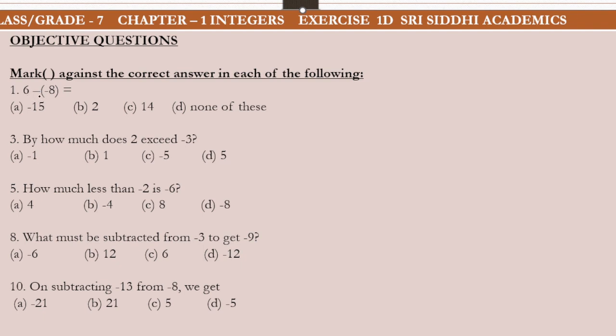Now first question is simple. Minus sign is outside and minus sign is inside the bracket. So same sign, whether minus minus or plus plus, means finally when we remove the bracket it will be plus. So it will become 6 plus 8. 6 plus 8 is equal to 14. So for 1, option C is the correct answer, 14.